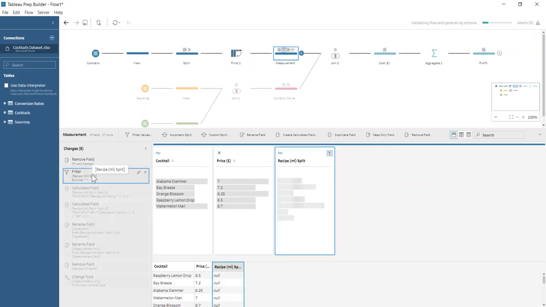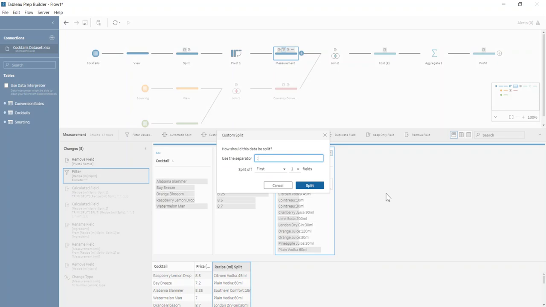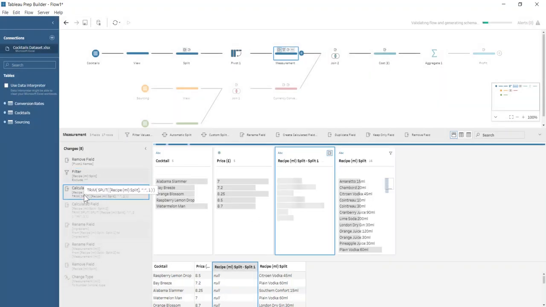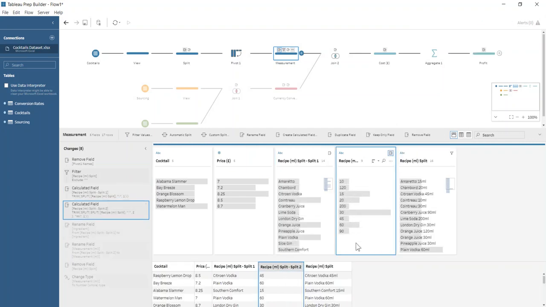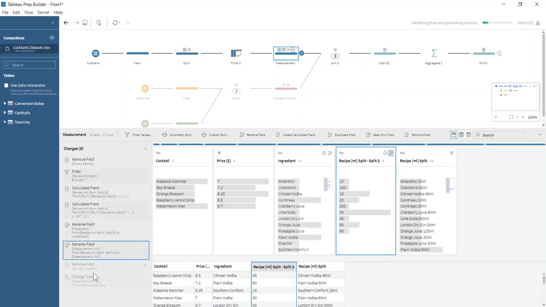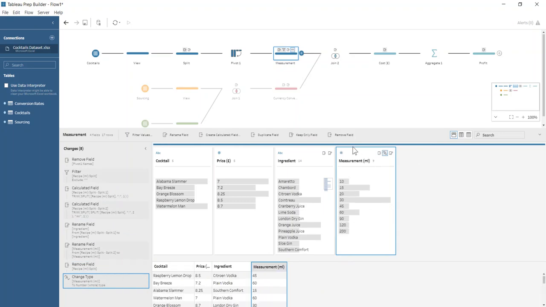So we're going to exclude those, as I just mentioned, and then we're going to split out this data set on the colon. So when we go to the split this time, we would go to a custom split and type in a colon, so just 2 dots, and that will get us our measurements and our ingredients. So this is our ingredients and these are our measurements. So we'll just rename those to ingredient and measurement, get rid of that concatenated field, and then we'll change our measurement to a number rather than a string.